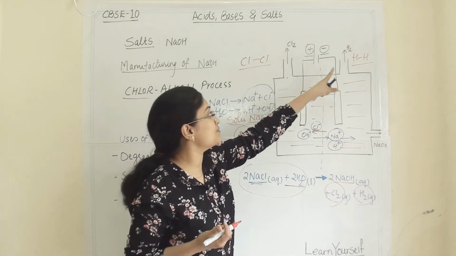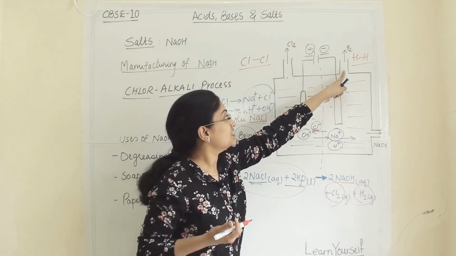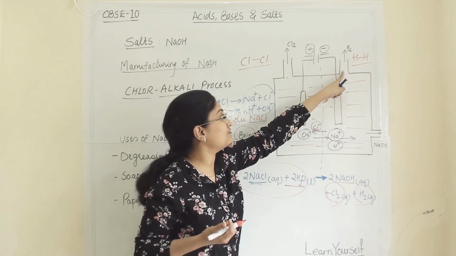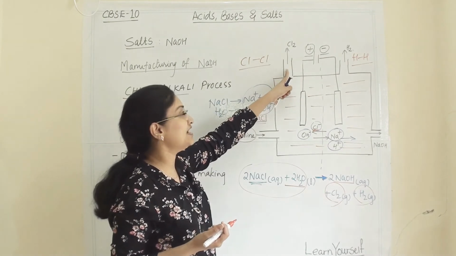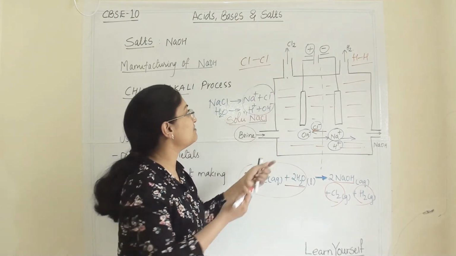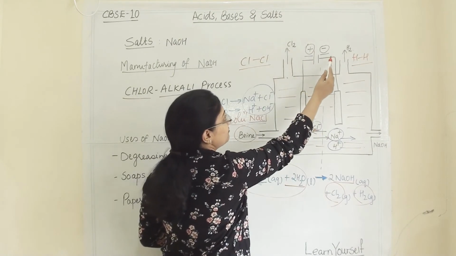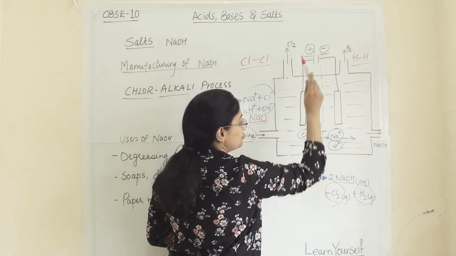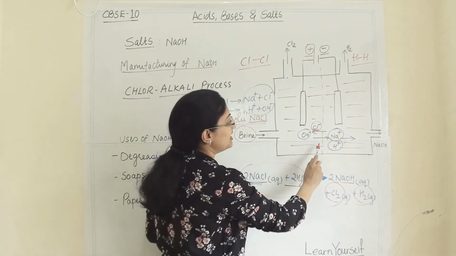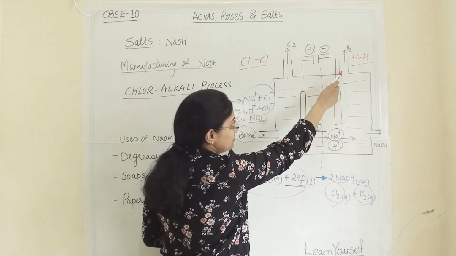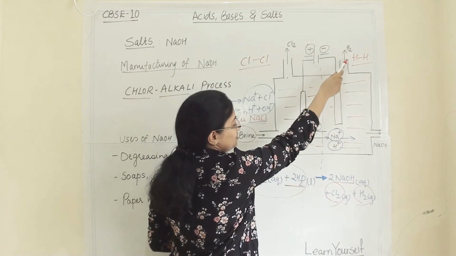So these two important gases we will get, respectively, from the negative electrode side hydrogen gas and from the positive electrode side chlorine gas. Now why are we getting chlorine from the positive electrode side and hydrogen from the negative electrode side? Because hydrogen is a positive ion, it will move towards the negative electrode. So from the negative electrode side we will get hydrogen gas.